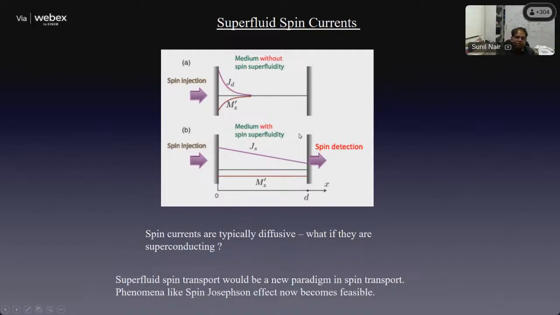So as it is, magnons, by virtue of their larger magnon diffusion length, give you a few orders of magnitude advantage over electronic systems. On top of it, if you move to superfluid spin currents, it can actually give you many orders more in terms of advantage. And it then also makes it possible to try and look for phenomena like the spin-Josephson effect.